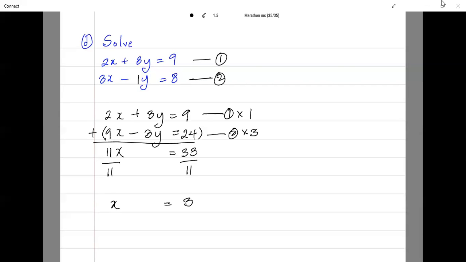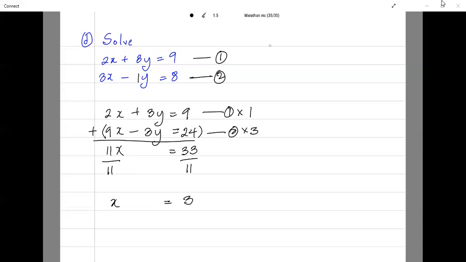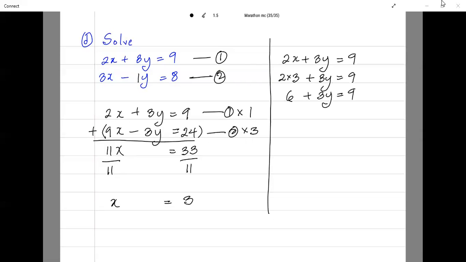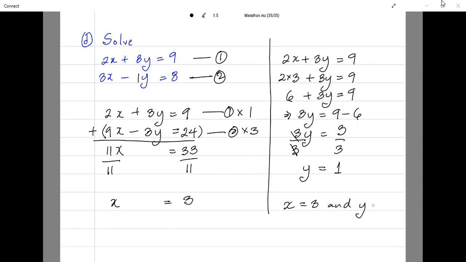I'm going to substitute this value of x into any of the original equations. I'm going to use equation 1. I have 2x plus 3y is equal to 9, but x is 3, so this is 2 times 3, which is 6, plus 3y is equal to 9. Positive 6 goes over and becomes negative. So 3y is equal to 3. And the last step is to divide both sides by 3. And I'm going to get y is equal to 1. All right, and so this is the last part of the question. We're asked to solve the simultaneous equations, and your solution is x is equal to 3 and y is equal to 1.